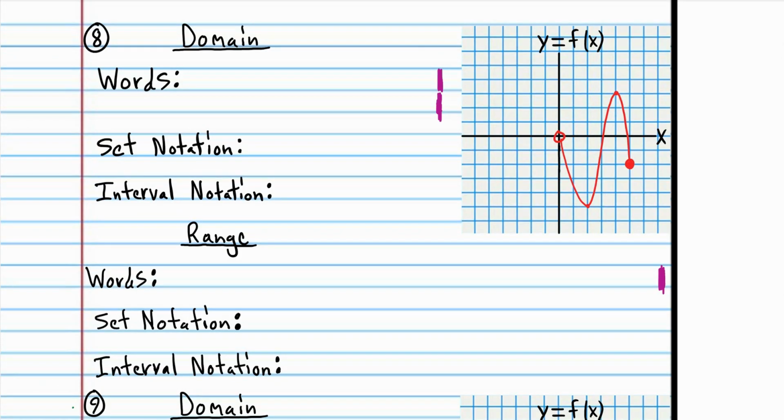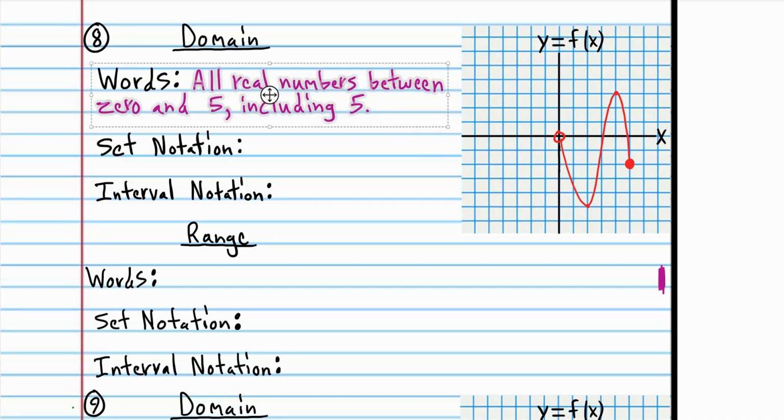Let's first find the domain. So all the points on that graph have x values that are between 0 and 5. So the domain is all real numbers between 0 and 5, but we have a closed dot at the right, so including 5. So the domain is the set of all x values such that x is between 0 and 5, but including 5. So we need a less than or equal to symbol on 5. And in interval notation, we use a parenthesis, 0, 5 with a bracket.